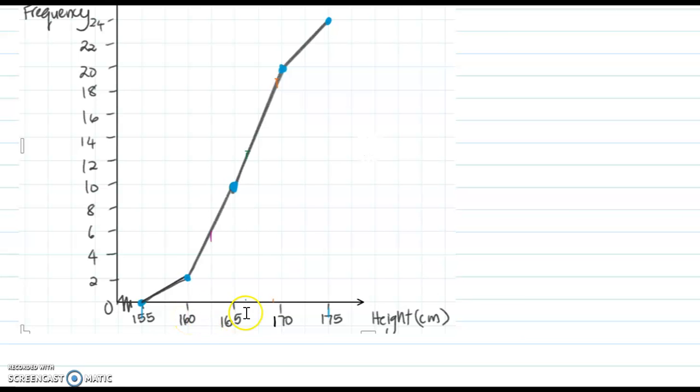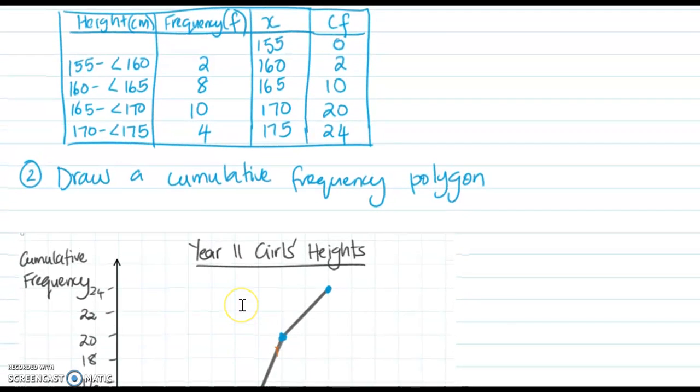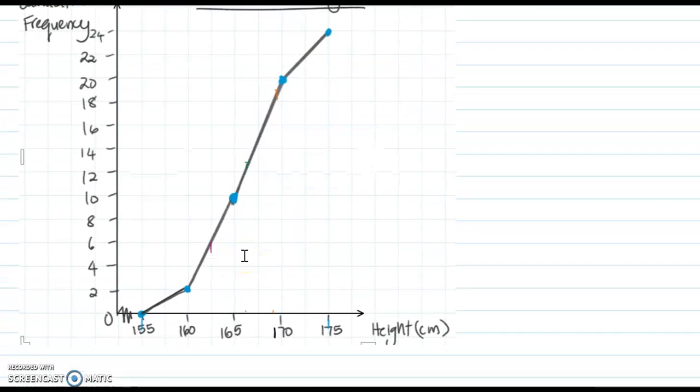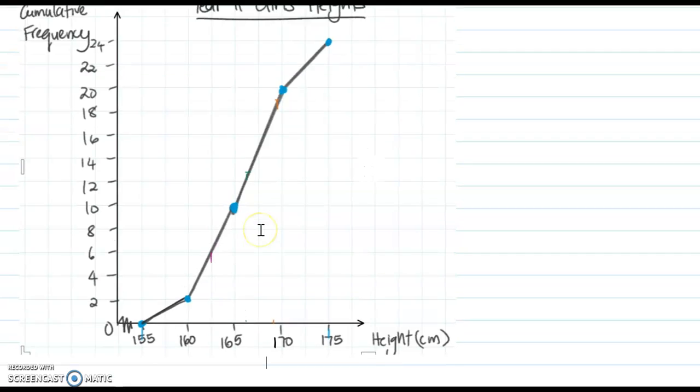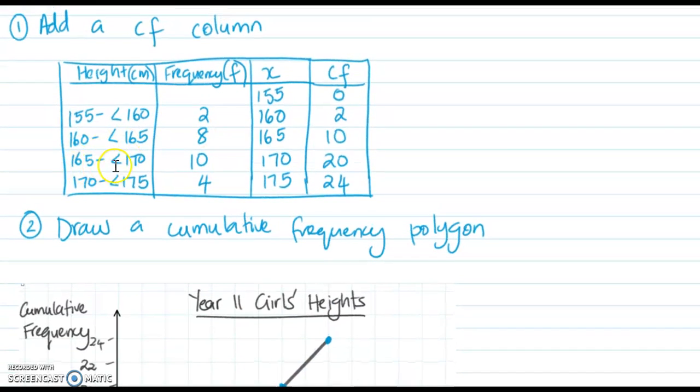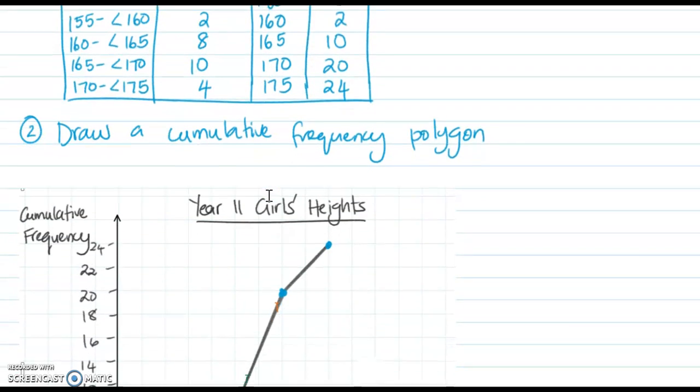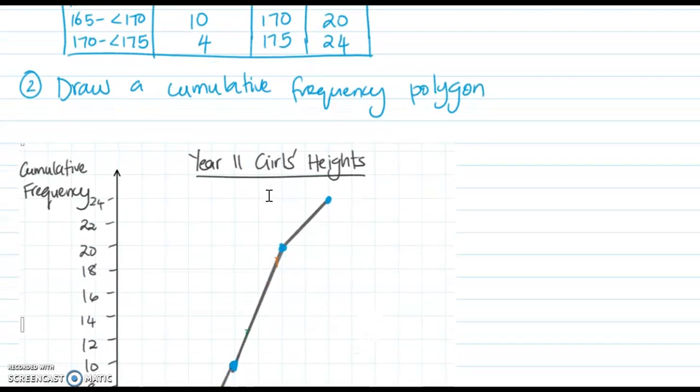Then from 160 to 165, our frequency was 8. So that 8 is plotted against 165. And likewise, for all the other values, the end value is plotted against whatever the cumulative frequency was.